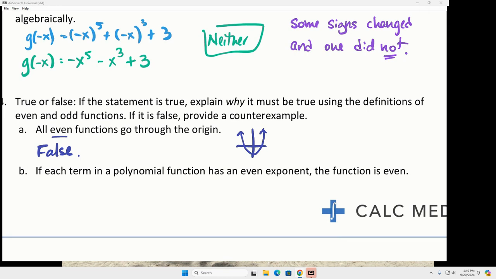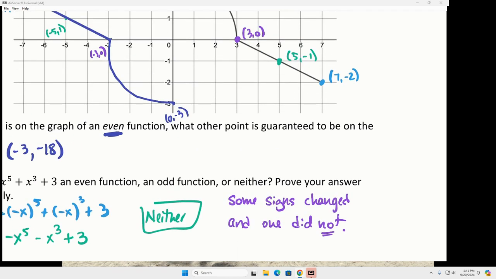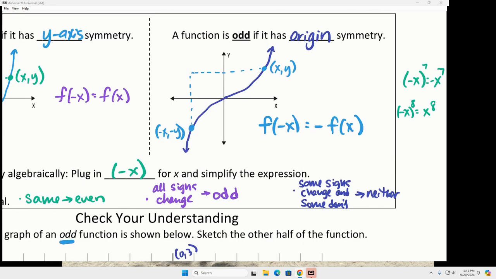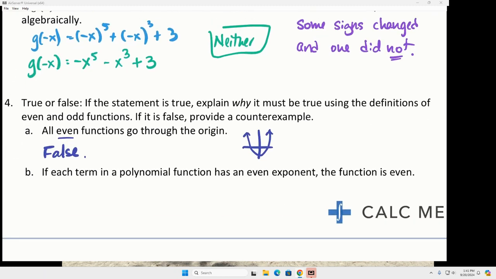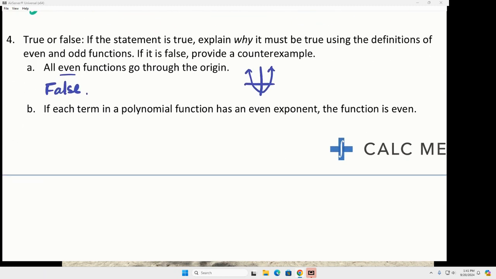Alright, and then B says that if each term in the polynomial function has an even exponent, the function is even. What do y'all think? That is true. And it's true because when you take those even exponents and you raise the negative to the even, it's always going to be positive. You'll always get what you got originally. So let's see if I can say that in less words. So this is true. And we're supposed to explain why.